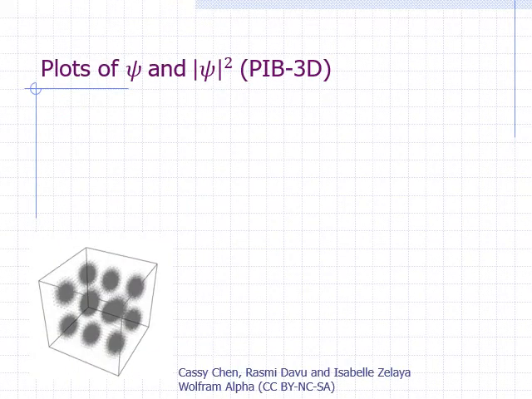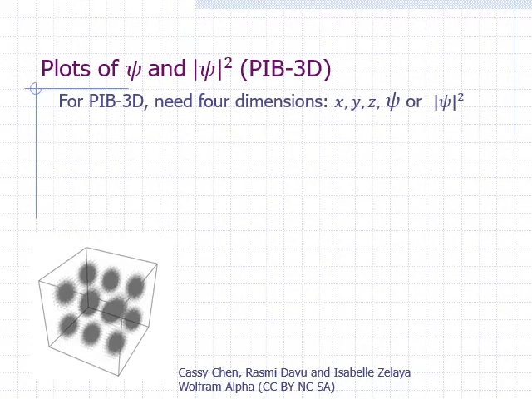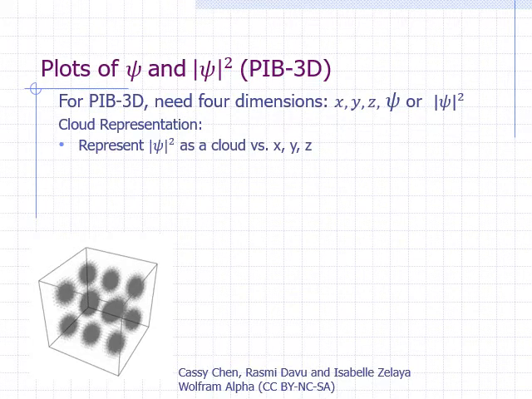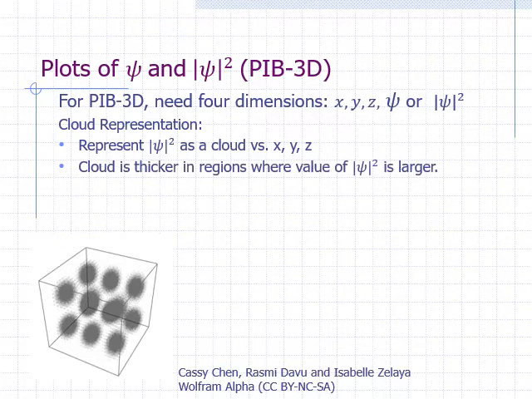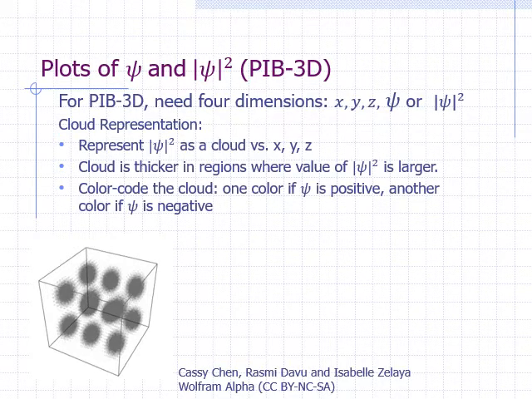Plots for the particle in a three-dimensional box are much more challenging to create, but can be done with modern computer software. It's more challenging because you need 4 dimensions: x, y, z, and either the wave function or the probability density function. A typical way of plotting the probability density function is to represent it by a cloud, as in the example shown below. The cloud is thicker in regions where the square of the absolute value of psi is larger. You may also use different colors to differentiate clouds where the wave function has opposite algebraic sign. It's not done in the example shown here.